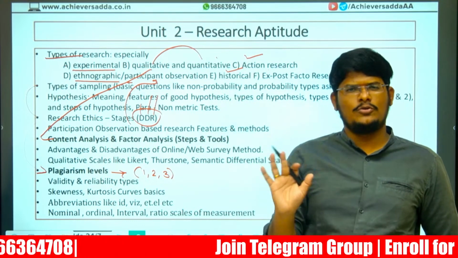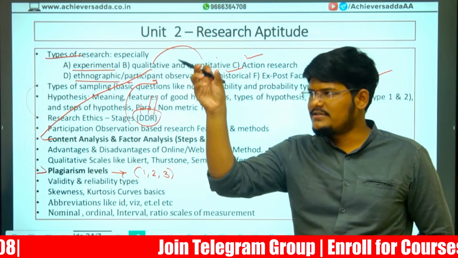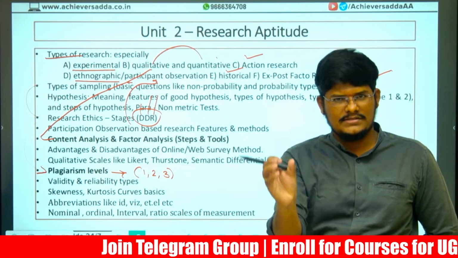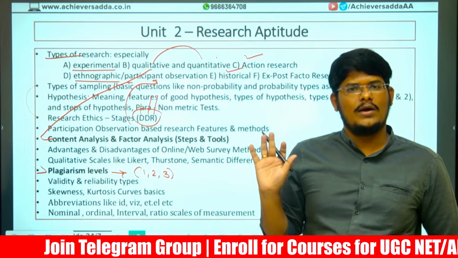Basic features, no need to go into depth. What is factor analysis? Their features. What is content analysis? Their features. How it is relevant in qualitative research.